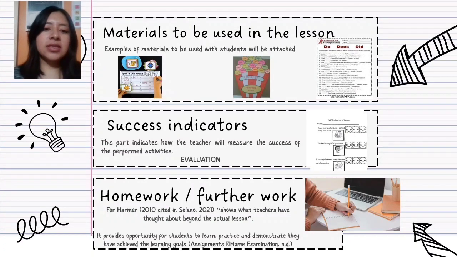The next element is success indicators. Here, what we call evaluation, we are going to state what type of evaluation we are going to use with the students to measure the success of the activities that we perform. We are going to use questions, writing assignments, quizzes, or group activities.